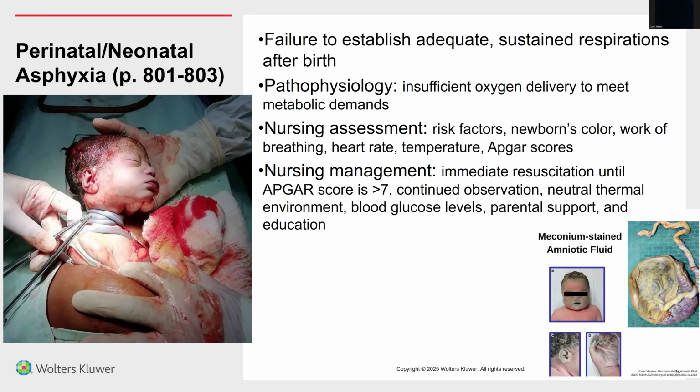So immediate resuscitation will need to be done on those babies until the APGAR score is greater than 7, and then continued observation is going to have to follow. Neutral thermal environment is very important. Checking those blood glucose levels to prevent or mitigate hypoglycemia is important.